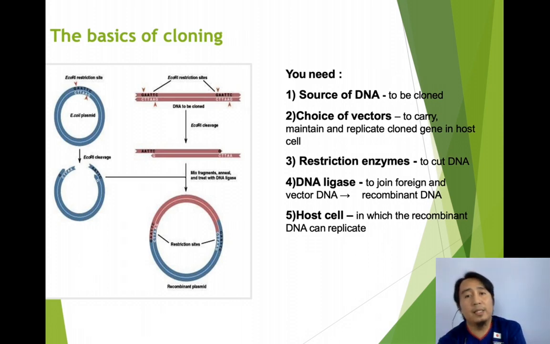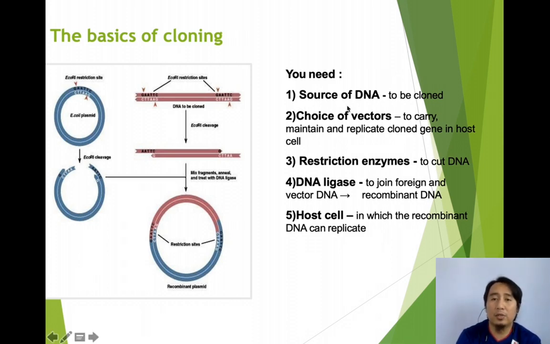Okay, so in basic cloning, you first need the source of DNA that you want to clone. The second one is the choice of vector. You have to choose which suitable vector you might use to clone your gene of interest. And then you have to have a restriction enzyme to cut the DNA and to cut the vector as well. And then you need DNA ligase to ligate both the DNA and your vector, and the host cell in which the recombinant DNA can replicate.